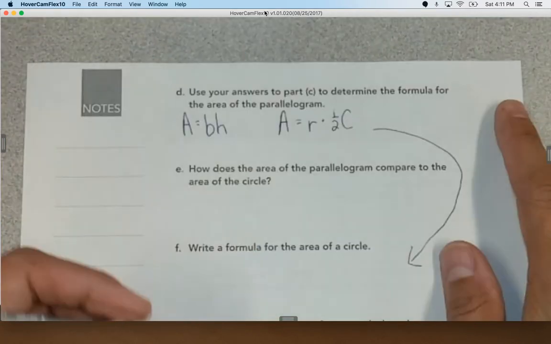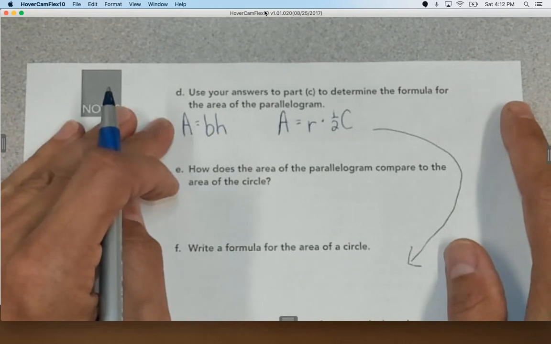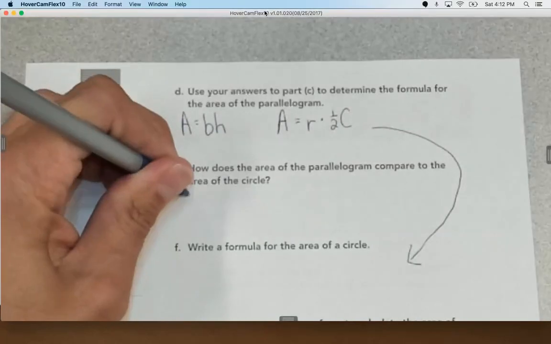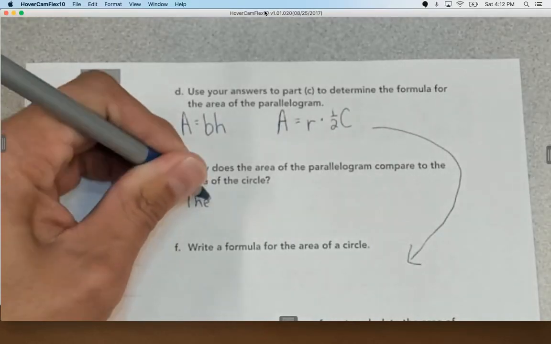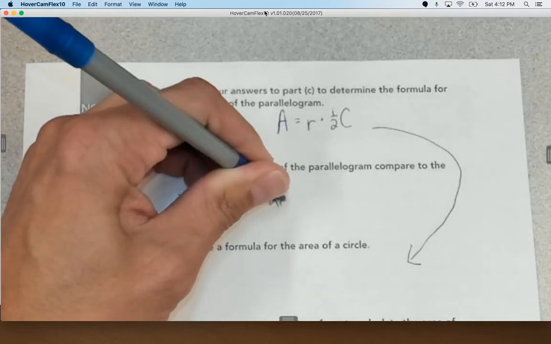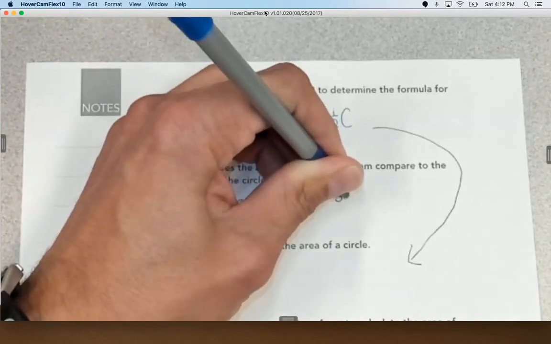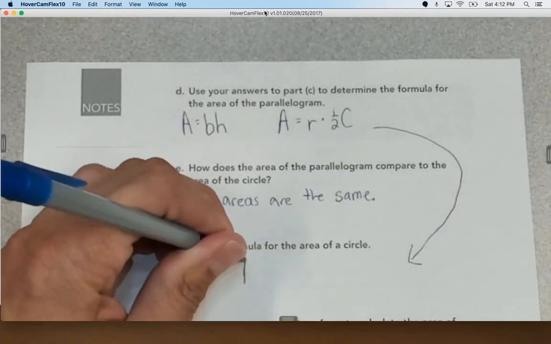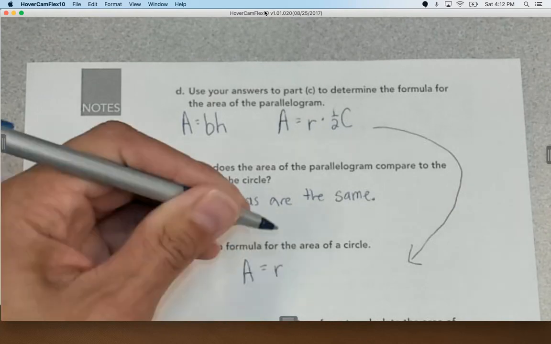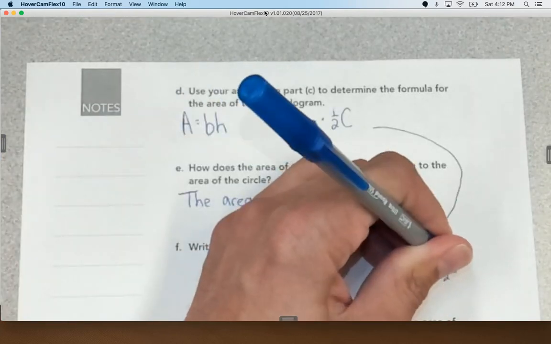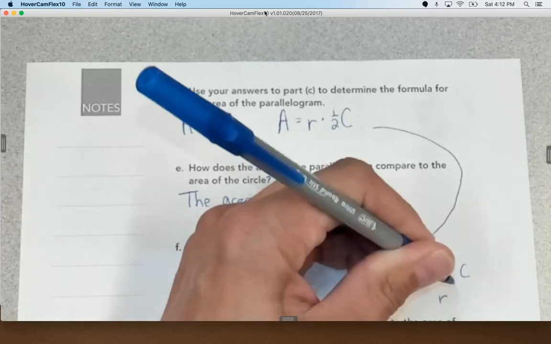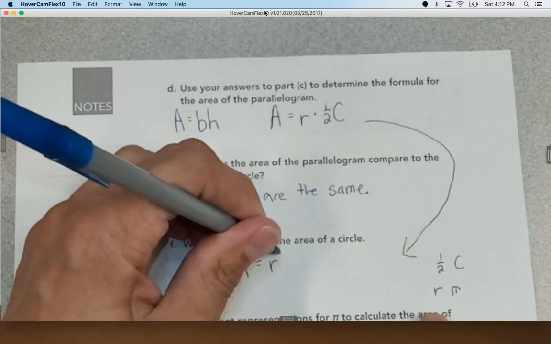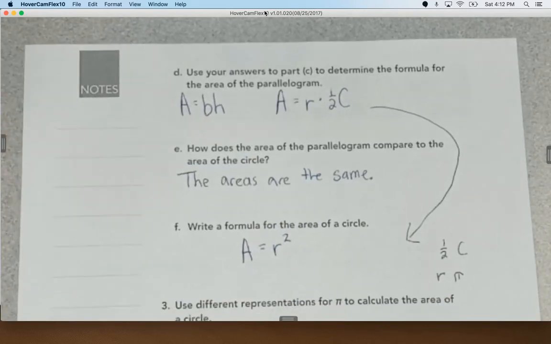How did the area of the parallelogram that we made compare to the circle? Well, the whole circle was cut up and put into that parallelogram, so the areas are the same. Write a formula for the area of a circle. The area is going to be the radius, and then half of the circumference is radius times pi. If I already have a radius, a second radius, I could rewrite it as r squared times pi.